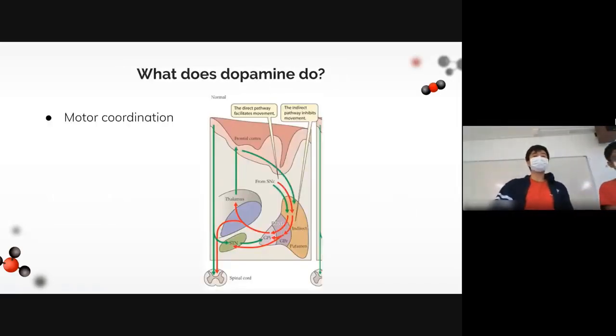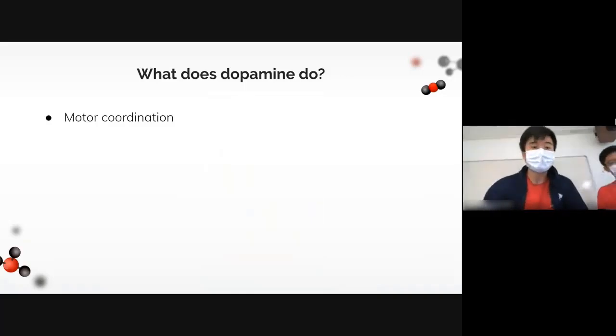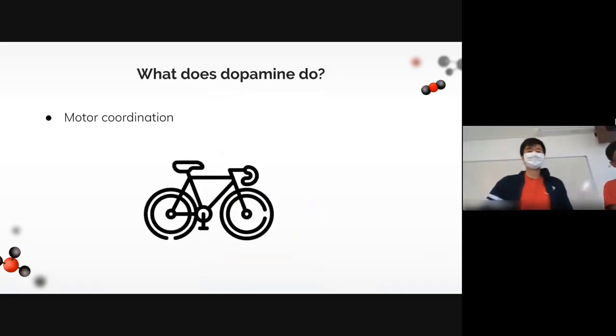So, what does dopamine do? We can use dopamine and amphetamine kind of interchangeably because they act the same way in our body. It is involved in our motor coordination. So you look at this picture right here. You understand what's going on? Neither do I. So moving on. Let's make it a bit simpler.